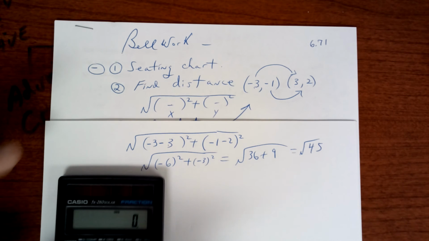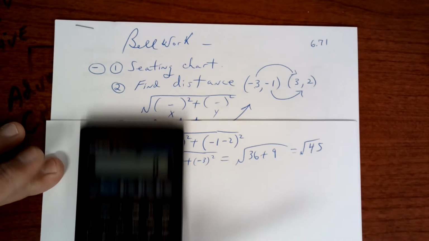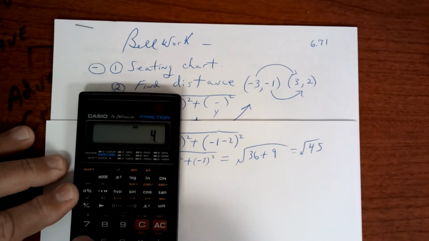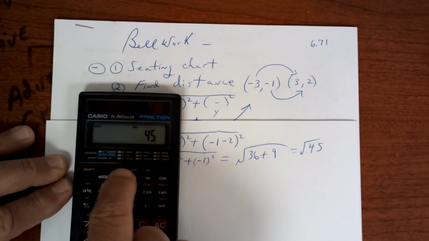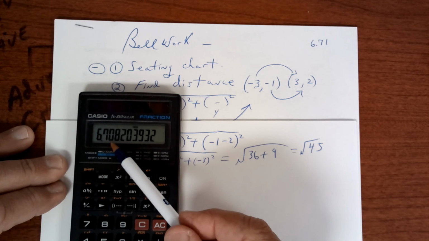Now the answer is right here. It should be 6.7. So on your calculator, get your calculators out. 45, shift, square root, and I get 6.71, and they rounded it off. All right, let's keep moving.